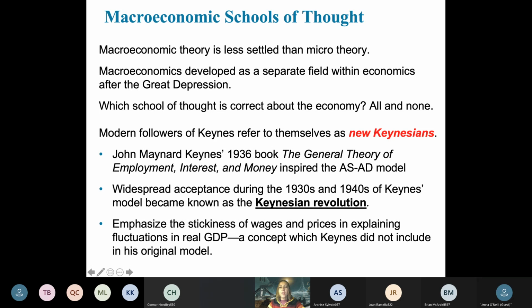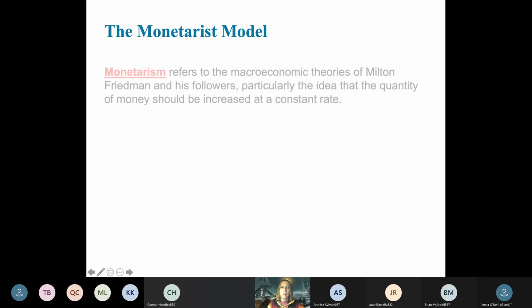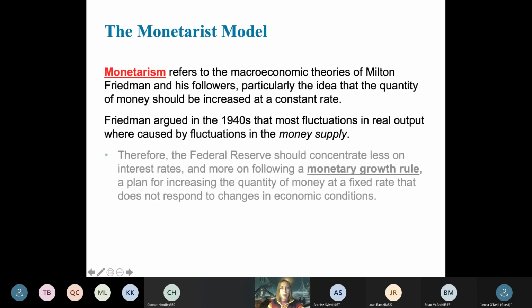Wage stickiness is something that we use today. It is kind of implicit in Keynes's theory, but he didn't really use the same words to explain it. So it's a new Keynesian idea.